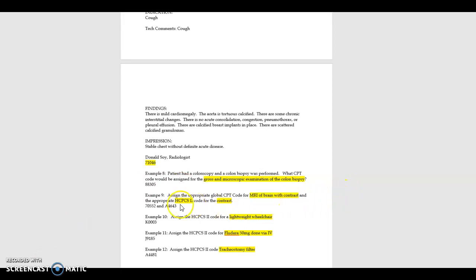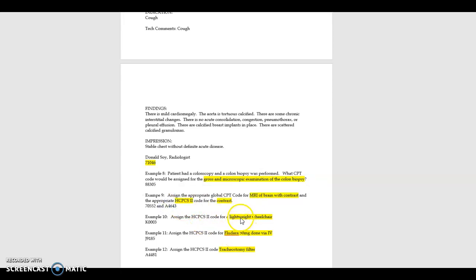The next ones are examples of HCPCS, and then we do have a radiology example in here. So again, I've highlighted the key terms. You're going to want to look in your CPT codebook for MRI, and you'll do with contrast, and it's of the brain. So that's going to give you your 70552. And then in your HCPCS book, you're going to look up contrast, and there's going to be a specific one for MRI, and that's going to give you your HCPCS code.